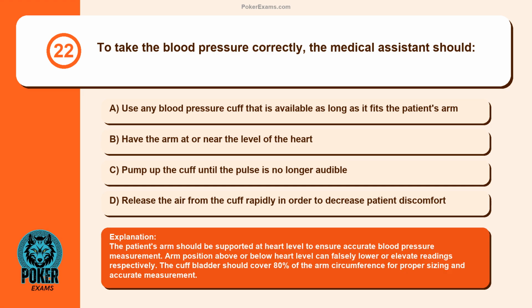The patient's arm should be supported at heart level to ensure accurate blood pressure measurement. Arm position above or below heart level can falsely lower or elevate readings respectively. The cuff bladder should cover 80% of the arm circumference for proper sizing and accurate measurement.